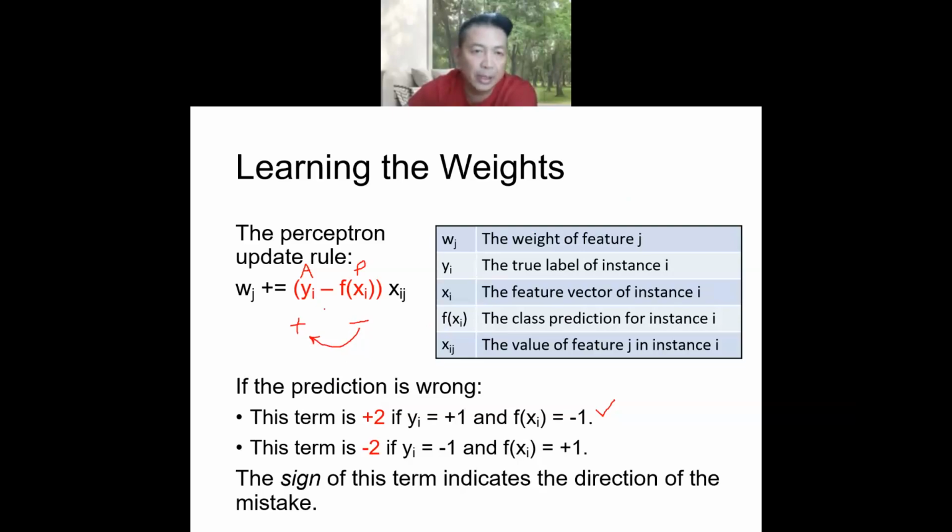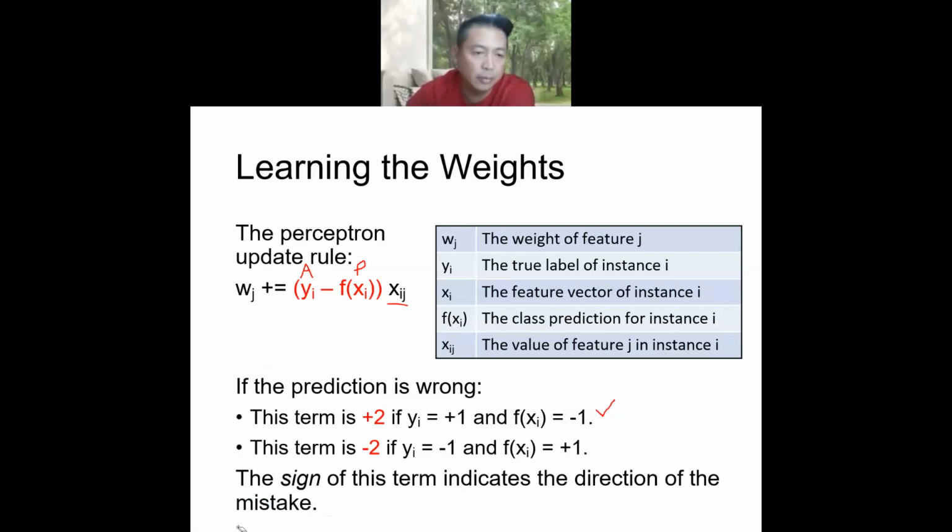so this term will become positive, because if this is positive 1 minus minus 1, you will get 2. So your weightage will be equal to weightage j plus 2 times this one. So meaning that you have your weightage to be positive already.